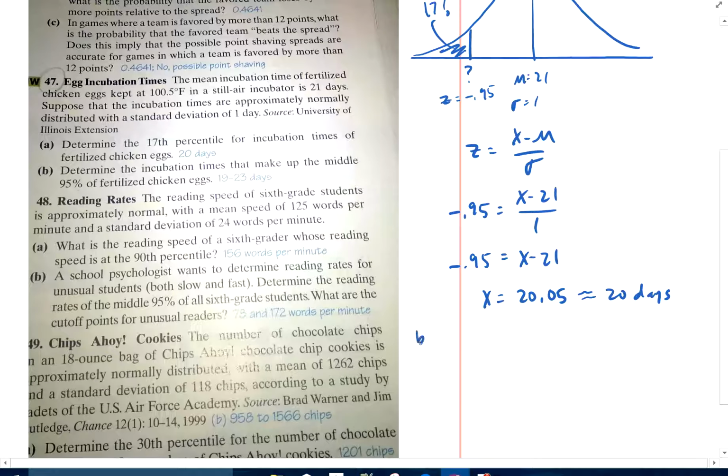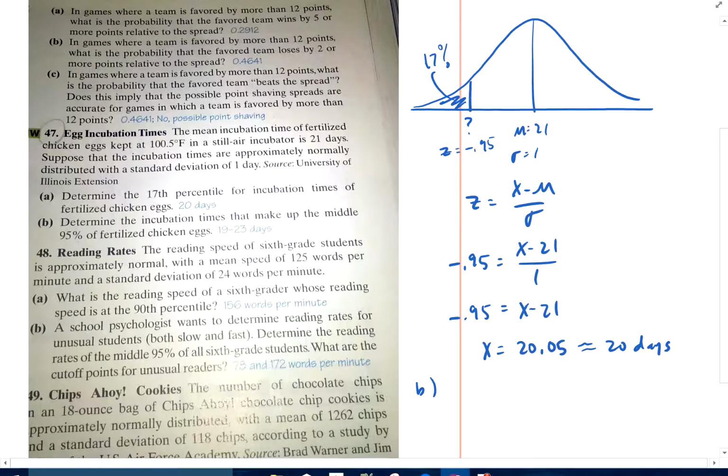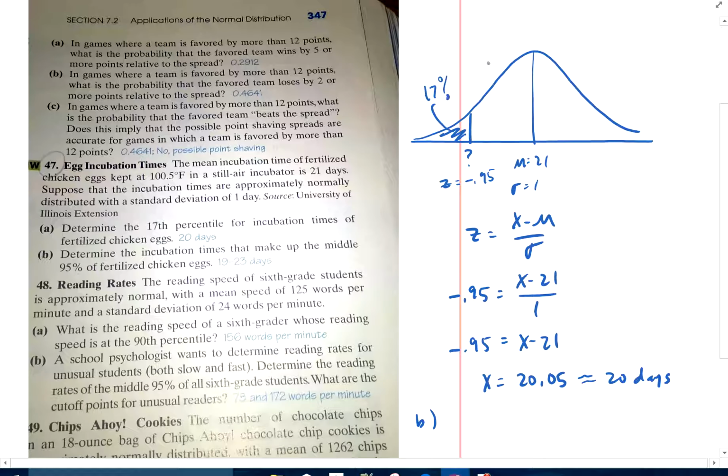And then B, determine the incubation times that make up the middle 95%. Well, the middle 95% up here is roughly 2 standard deviations each way. So that's going to be x is greater than or equal to 19, less than or equal to 23. All right, I think that covers it for this section.